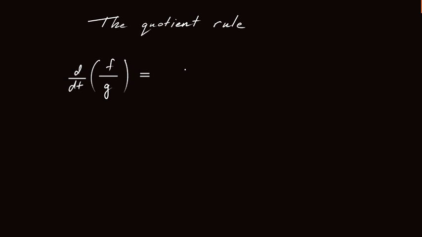Okay, so how does it go? It goes g f prime minus f g prime divided by g squared. Okay, it's kind of complicated. It's important to remember there's a minus sign here. It's important to remember that you first differentiate f and then you differentiate g.